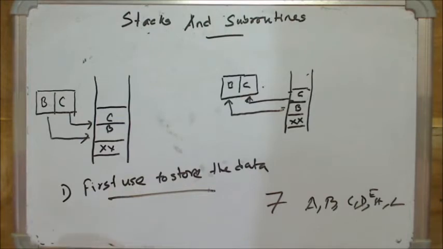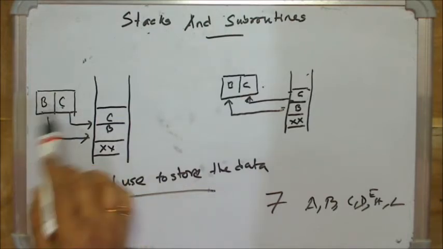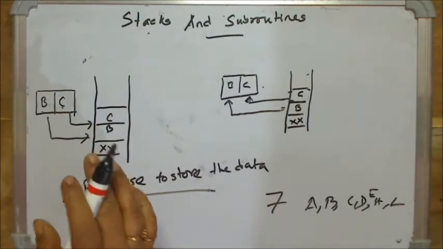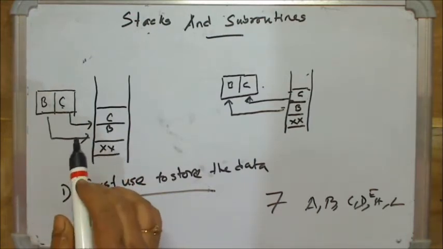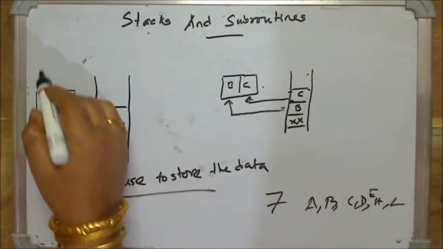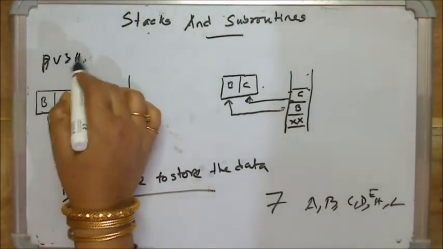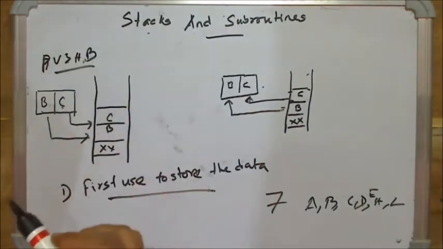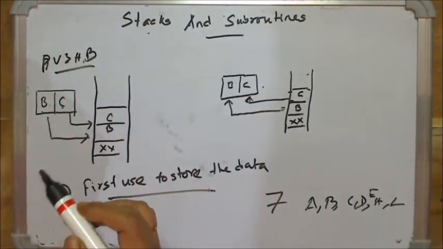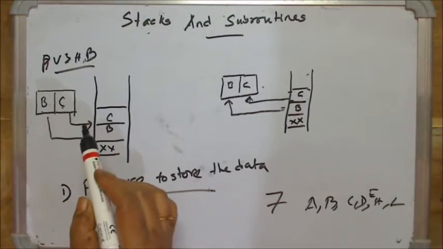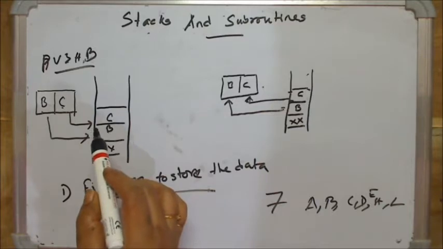Suppose your data is in the BC pair. You don't need the data right now. What will you do? You simply write push B. So what will happen if you write push B? You are simply pushing the contents of the BC pair into the stack.